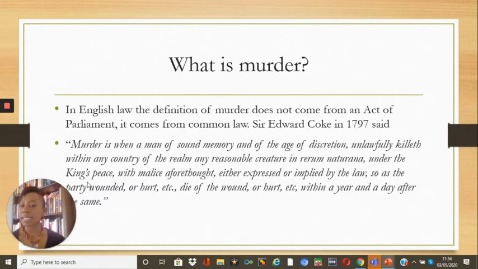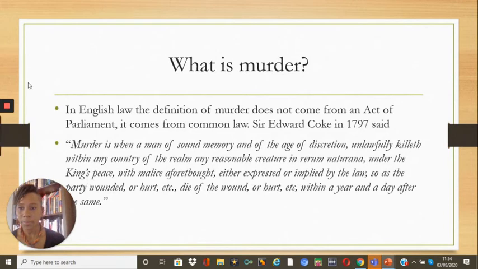Sir Edward Coke was a judge, and he told us the following. Murder is when a man of sound memory and of the age of discretion unlawfully killeth within any country of the realm any reasonable creature in rerum natura, under the king's peace, with malice aforethought, either express or implied by the law, so as the party wounded or hurt, etc., die of the wound or hurt within a year and a day after.